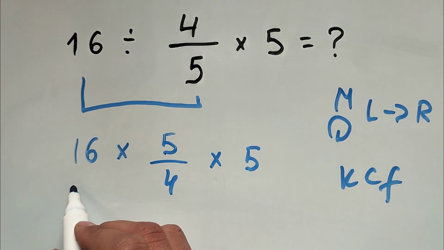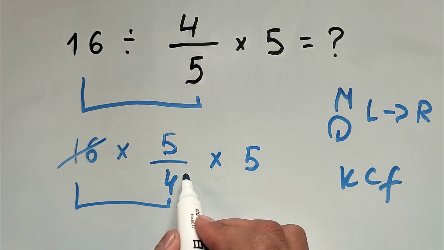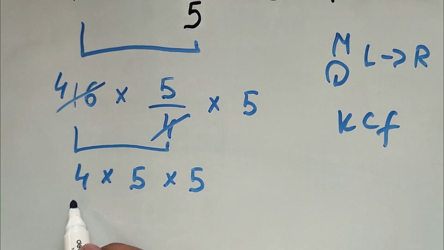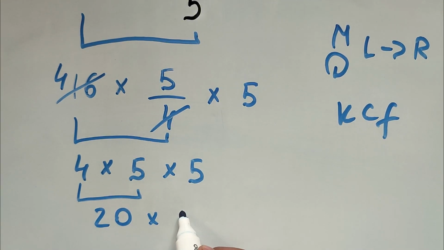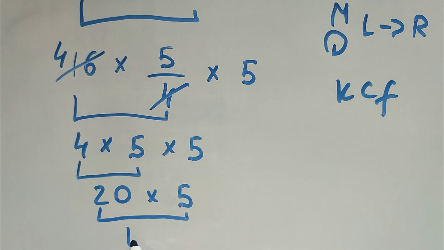And here first we do this, we can easily cancel this 16 and 4. Here it equals 4 and 4 multiplied by 5 multiplied by 5. And first we have to work this. 4 multiplied by 5, it equals 20 multiplied by 5. And 20 multiplied by 5, it equals 100. This is our correct and final answer.